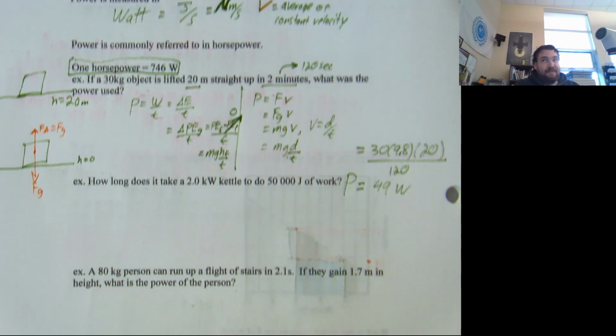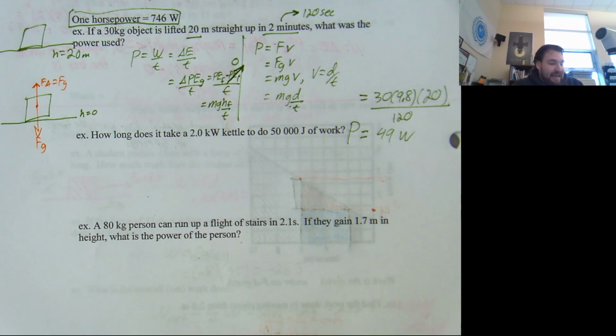Okay. Next example. How long does it take a 2.0 kilowatt kettle to do 50,000 joules of work? So I got a kettle here. It's empty, so I can look at the bottom. Just to give you an example, this is a 1.5 kilowatt kettle. So 1,500 watts, 1,500 joules per second.